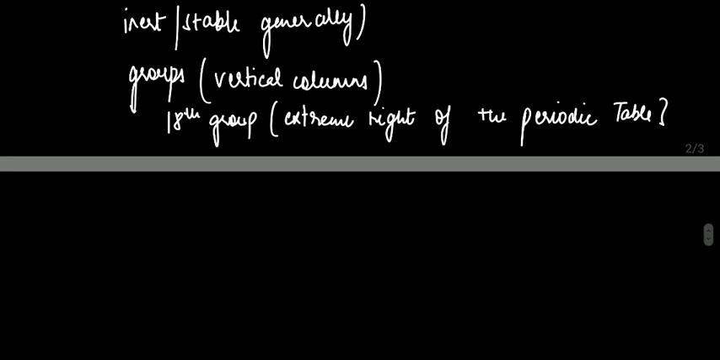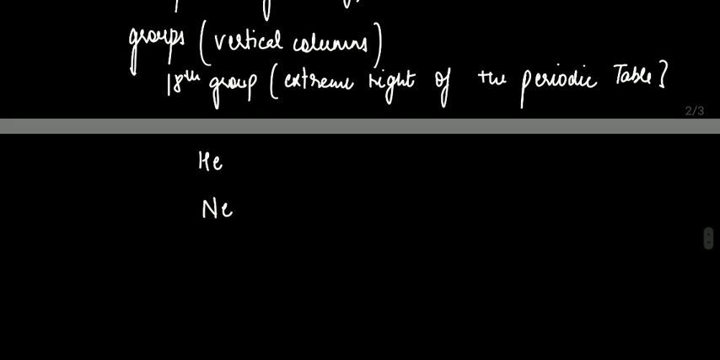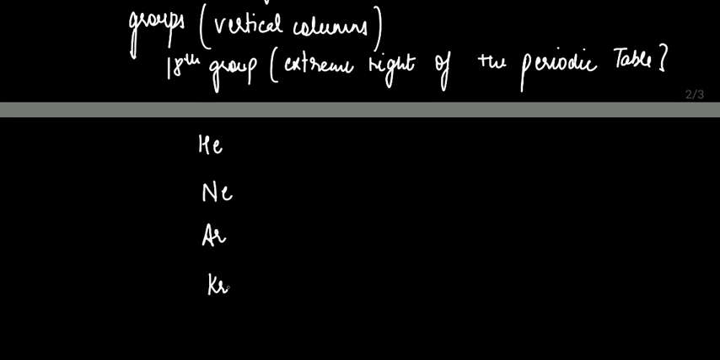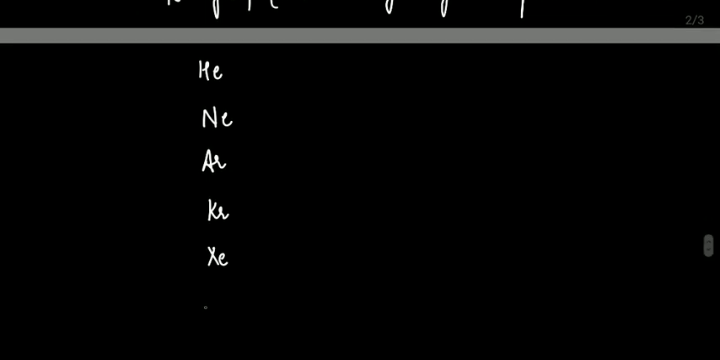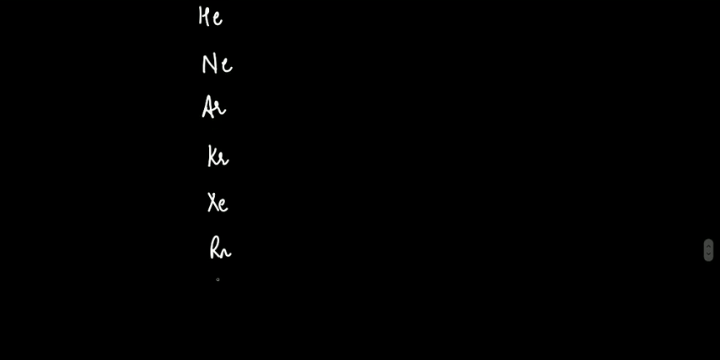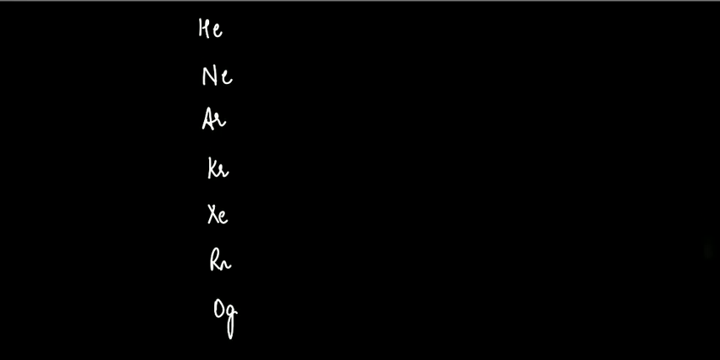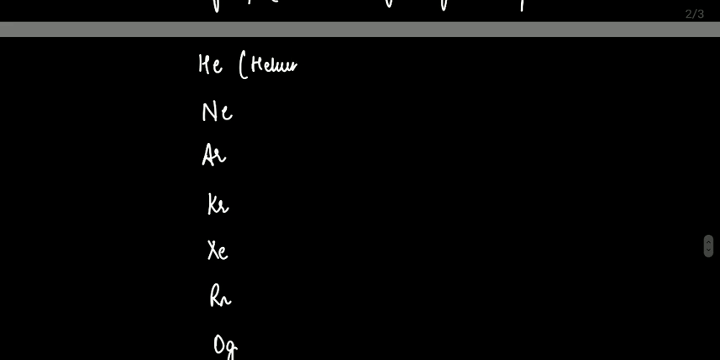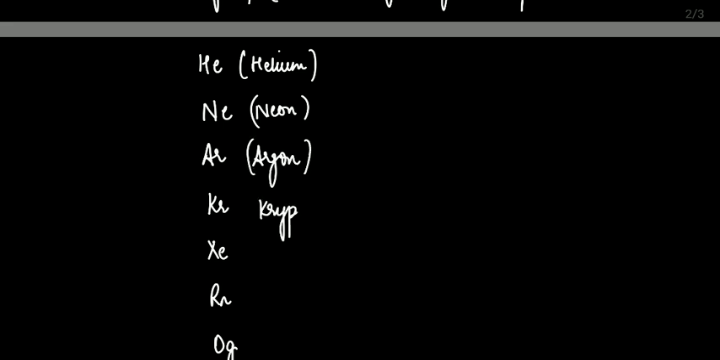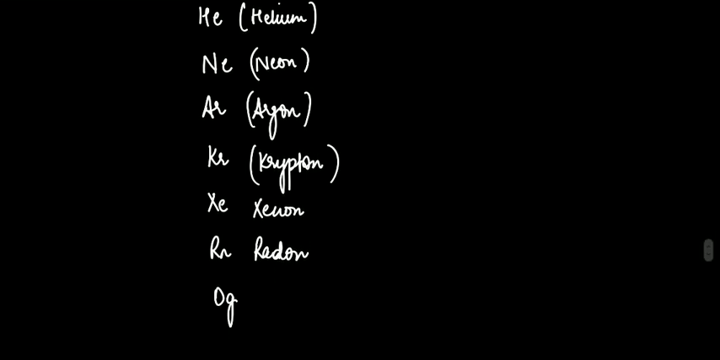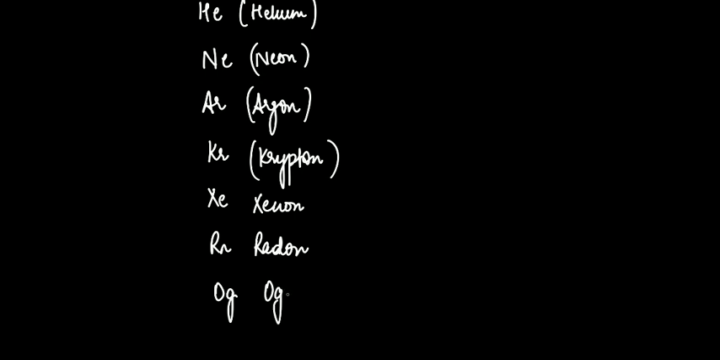So I'm going to write in the same sequence. Under this 18th group, we have the first element, that is helium, neon, argon, krypton, xenon, radon, and then we have the last element, that is oganesson. I'll write the names in brackets. Helium, that's the first noble gas. Neon, argon, krypton, xenon, whatever way you want to pronounce it. Then we have radon, and then oganesson.